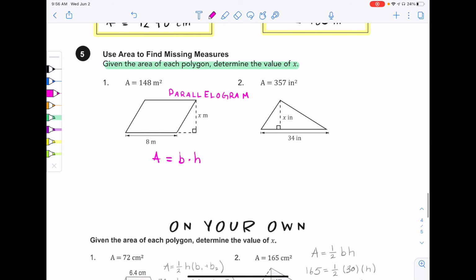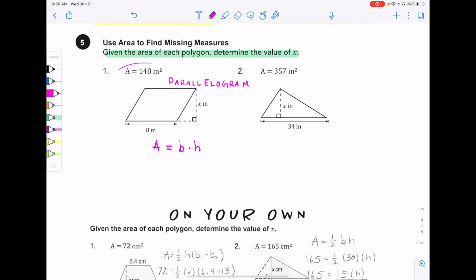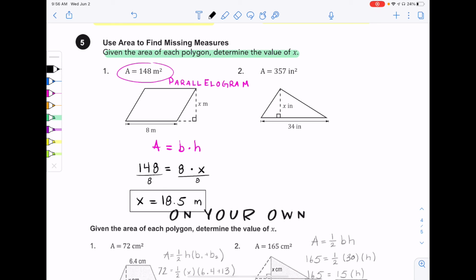And we need to fill in everything we know. So we actually know the area, it's given to us. So I'm going to substitute 148 into the equation for the area. I know that the base is 8 meters, and I'm looking for the value of the height, which is represented with variable x. I'm going to divide both sides by 8, and this gives me my solution of 18.5. And that is how you work backwards in order to find the height. You substitute in what you know, and you solve however you can do it.